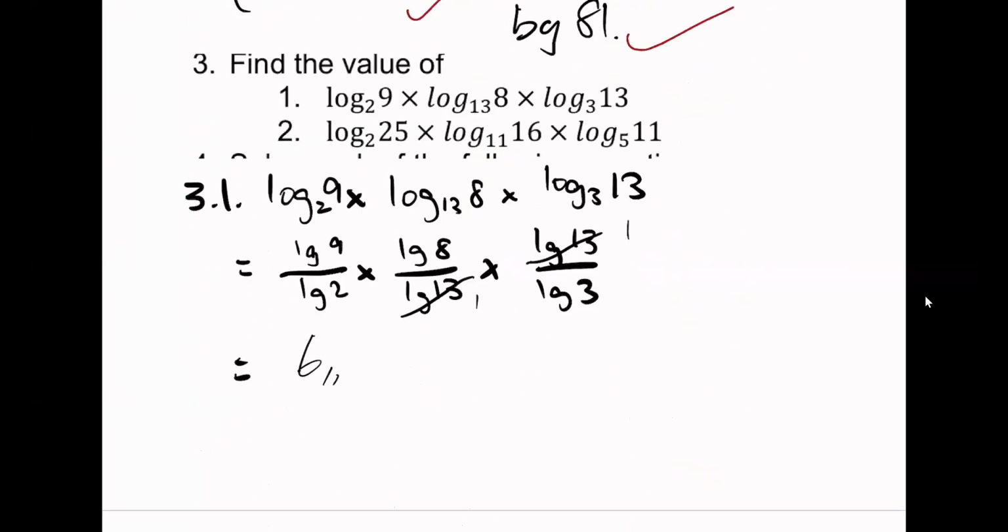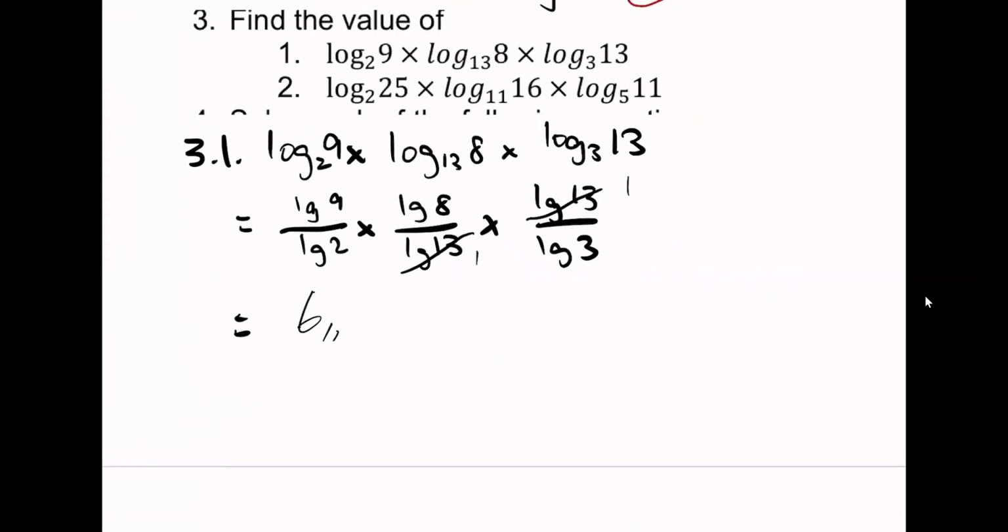Okay, good. Question 3. Find the value of the following. So you just use change of base. lg 9 over lg 2, lg 8 over lg 3... cancel off. Then 8 is actually 2 cubed, so you can bring down the power 3. Then the lg 2 will cancel off. You're left with lg 9 times 3 over lg 3. But 9 is the same as 3 squared, so it's 3 with a 2 in front. lg 3 will cancel off. So you're left with 2 times 3, which is 6. Don't need to use a calculator.